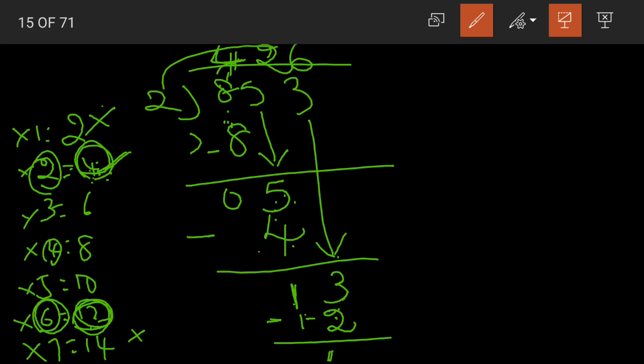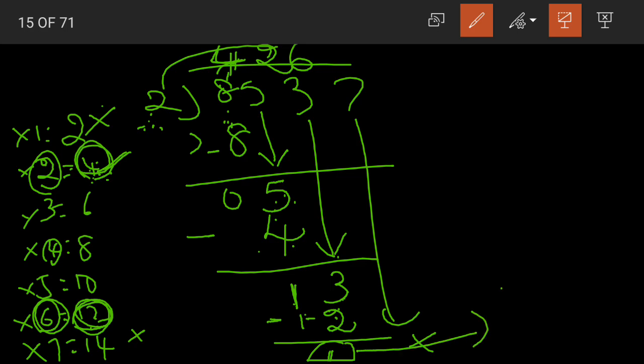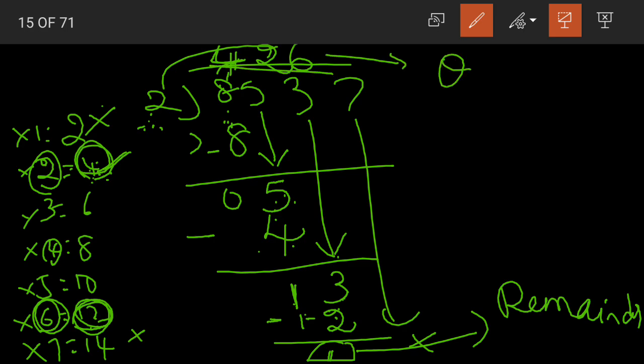Yes, children. Now do we have any other digits to bring down? No. Now is 1 divisible by 2? No. Yes, 1 is less than 2. 1 is less than our divisor. So we cannot further divide it. So what does 1 become? 1 becomes our remainder. 1 is remaining. So 1 becomes our remainder. What about the quotient? 426 is our quotient.